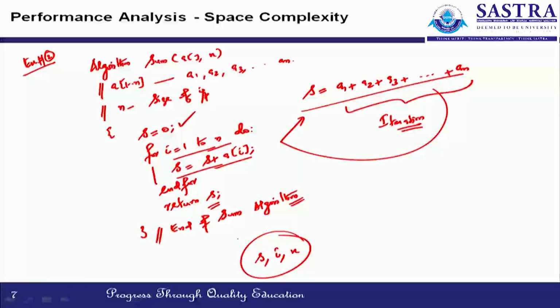During the runtime one can input 5 numbers, n is equal to 5. Another one can input n is equal to 25 numbers, or I can input n is equal to 10 numbers. So whatever the value of n, what is n? n represents the size of input. Whatever the size of input, clearly the algorithm takes the memory for the variables s, i and n.